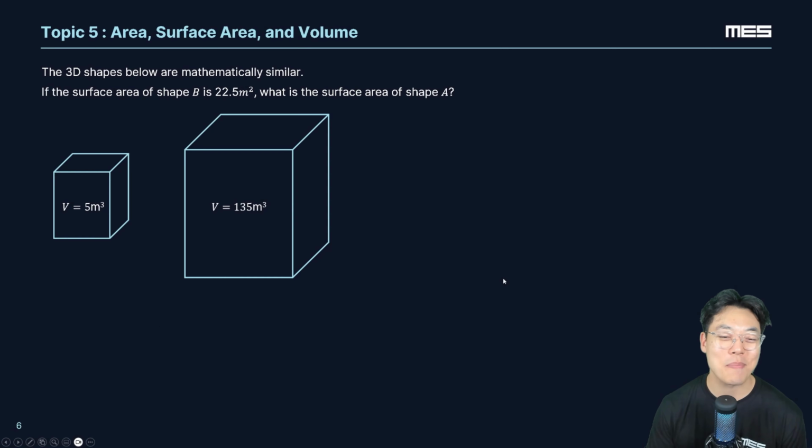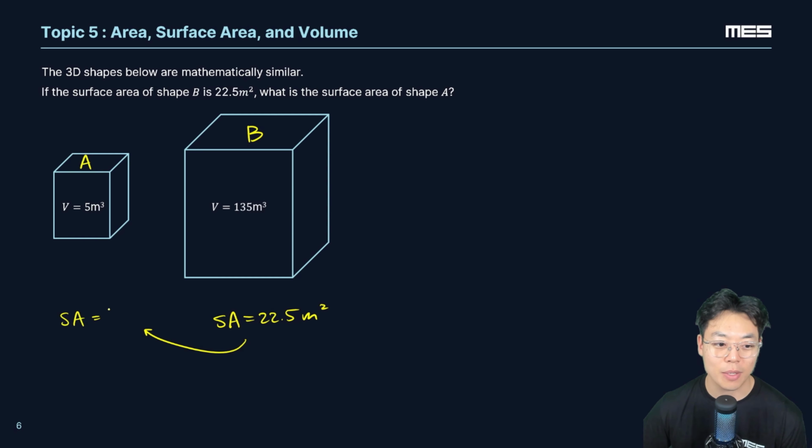Our last one, topic 5, area, surface area, and volume. The 3-dimensional shapes below are mathematically similar. If the surface area of shape B, this is shape B, and this is shape A, is 22.5 meters squared. So the surface area is equal to 22.5 meters squared. What is the surface area of shape A? Okay, well, in order to find this, we need to know the scale factor. Now, from 5 to 135, what is the relationship between these two? We are multiplying by, looks like, 27.